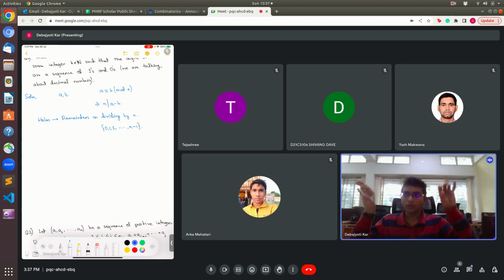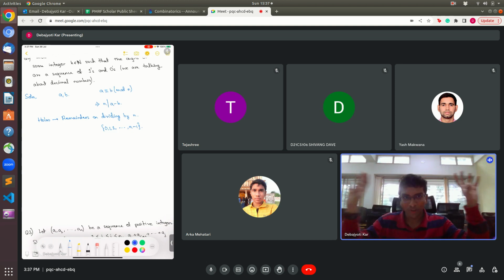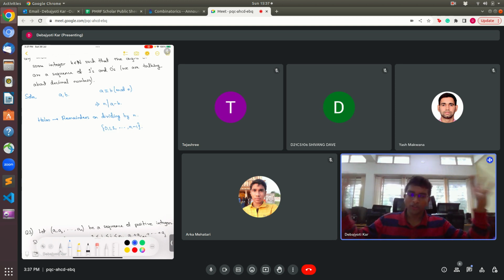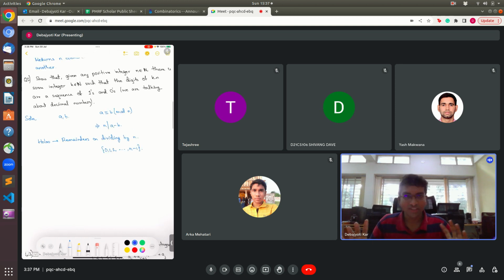So what do we want? We want to find some n plus 1 many numbers such that, if we have any n plus 1 many numbers, we know that there are two numbers which have the same remainder. So what we want is that the difference of those two numbers must consist of only ones and zeros. So we want to construct n plus 1 numbers in such a way that the difference of any two numbers consists only of ones and zeros. In that case we are done, right?